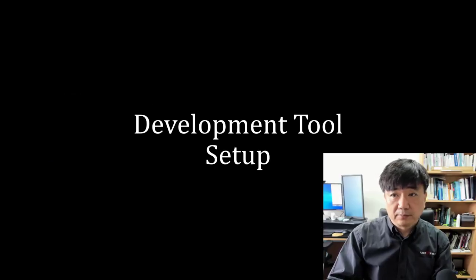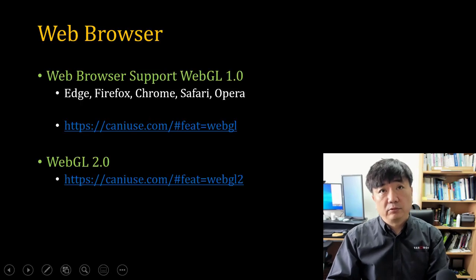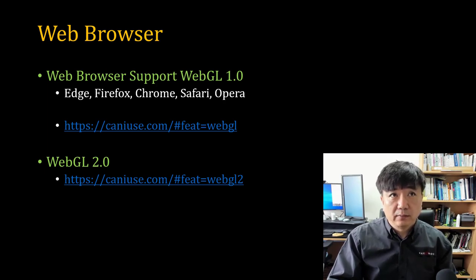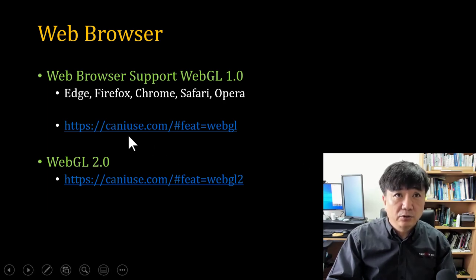Development tool setup. Okay, to program WebGL, we need a web browser. Any web browser is okay. Major web browsers support WebGL 1.0. For example, Microsoft Edge, Firefox, Chrome, Safari, and Opera support WebGL 1.0. We can check whether WebGL is supported or not with caniuse.com.